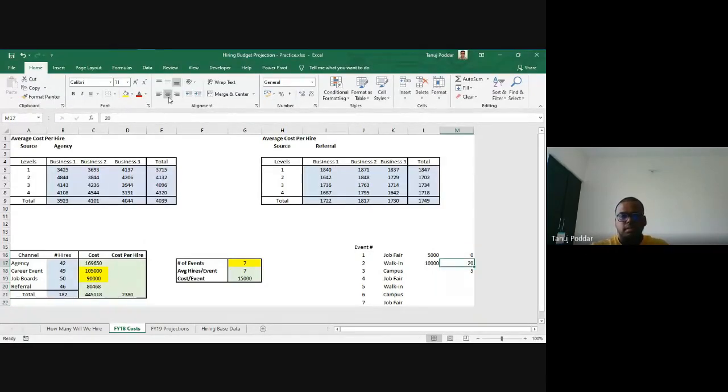So walk-ins would typically have people with probably lower skills or lower levels of the organization, right? Job fairs could be again for some specific niche industry or niche skills. We could also have something interesting that we do: one of the organizations that I was working with was doing something called diversity drives.